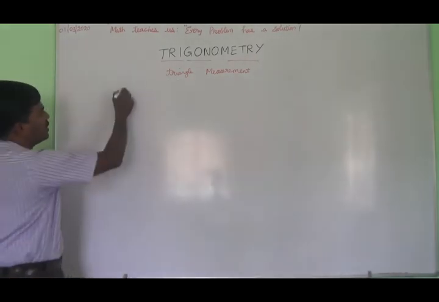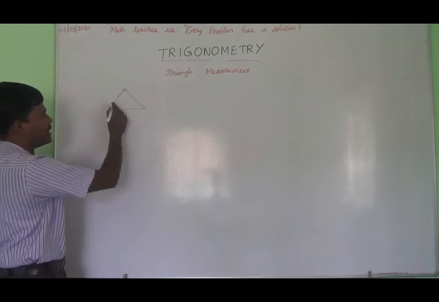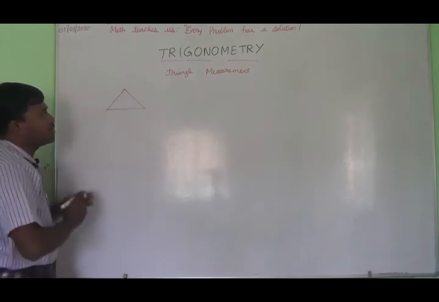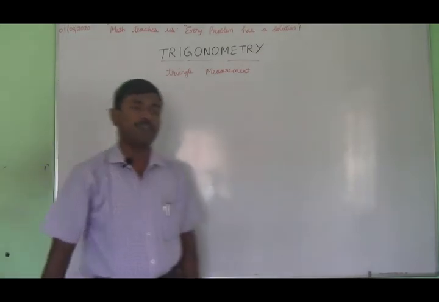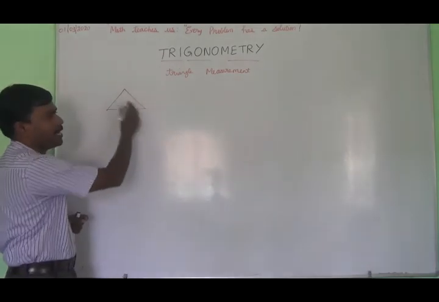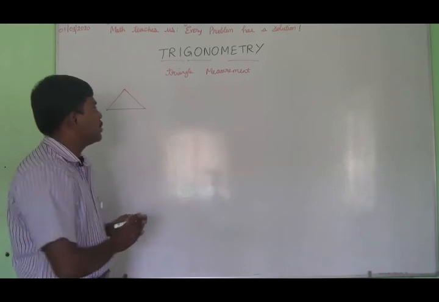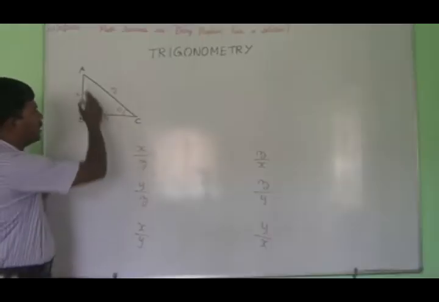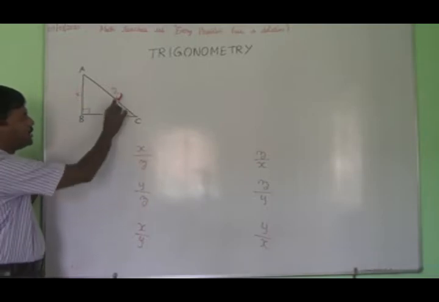Actually, a triangle has three sides, as you all know, and it also has three angles. So, literally, trigonometry is the study of the relationship between the sides and the angles that are present in a triangle. Okay, so consider a right angled triangle ABC having sides x, y and z.